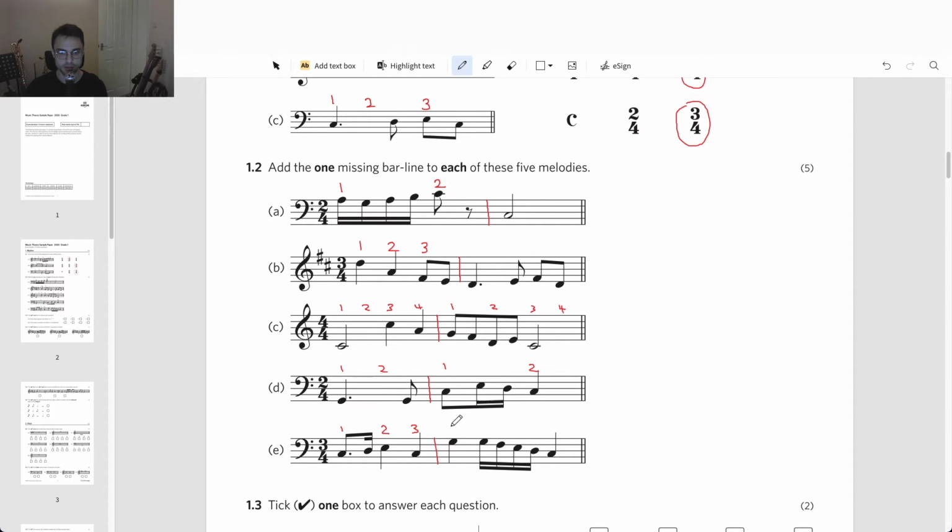Does this add up? Let's find out. 1. This has to be on the second beat. 2. We've got 4 semiquavers, so we know that that adds up to a crotchet. So the next crotchet after it has to be on the 3rd beat of the bar. And there we go. We found our bar lines for these bars.